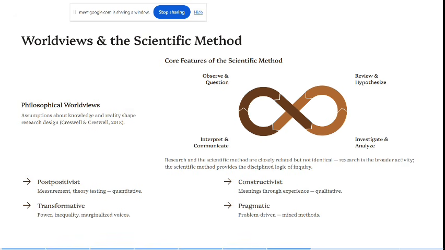So the core features of the scientific method are: you observe and ask questions, you review, and you hypothesize some ideas. Then you investigate: start from your hypothesis and take action, then analyze the findings and figure out the result. Then you interpret all the findings from the analyzed data, and then communicate them to the journals.